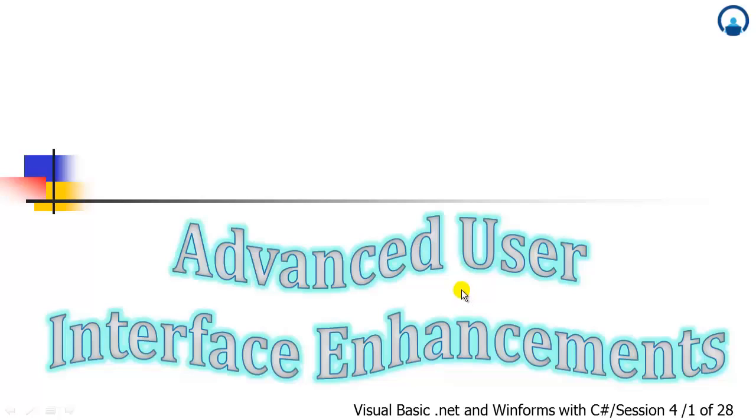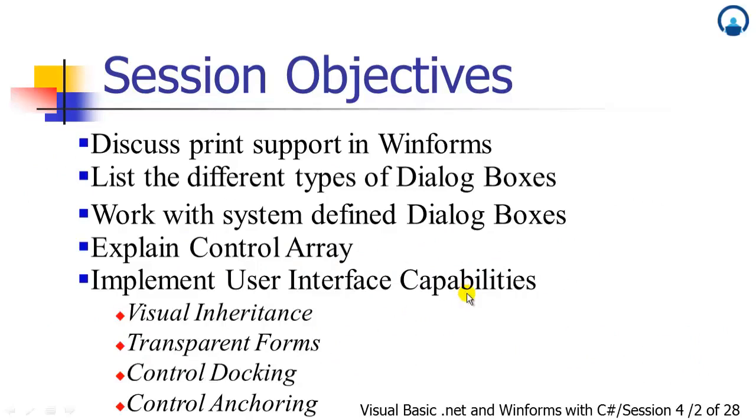So, our session objectives are to discuss the print support in WinForms, list the different types of dialog boxes, work with system-defined dialog boxes, explain control array, and implement user interface capabilities like visual inheritance, transparent forms, control docking, and control anchoring.